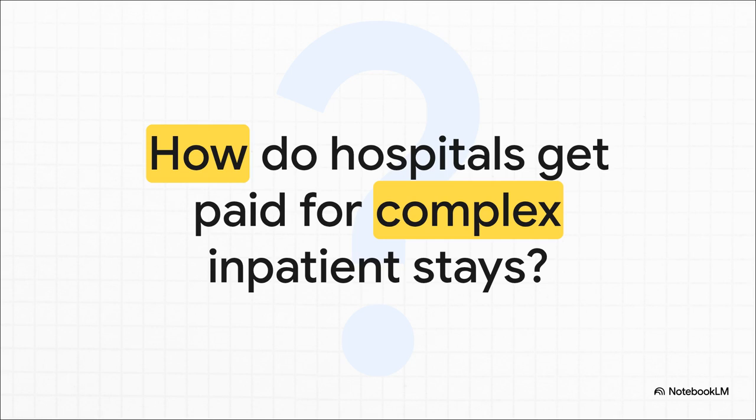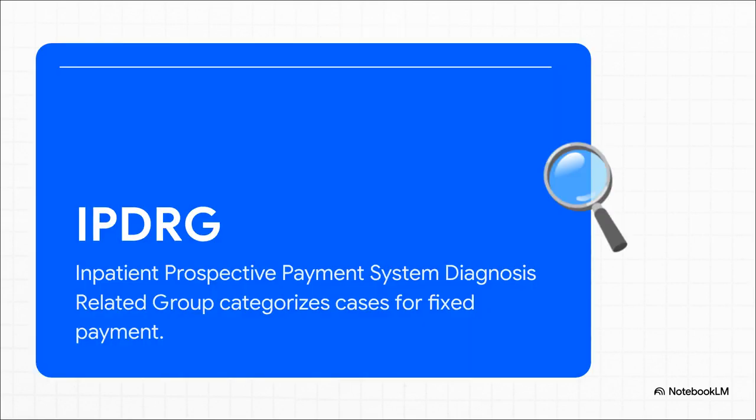Instead, I want you to imagine a giant sorting system with hundreds of different buckets. Every single patient is sorted into a very specific payment bucket based on their clinical condition and the resources they ended up using. And those buckets, they have a very specific name. We're talking about the IPDRG system, the Inpatient Prospective Payment System Diagnosis-Related Group. Yeah, I know, it's a massive mouthful.